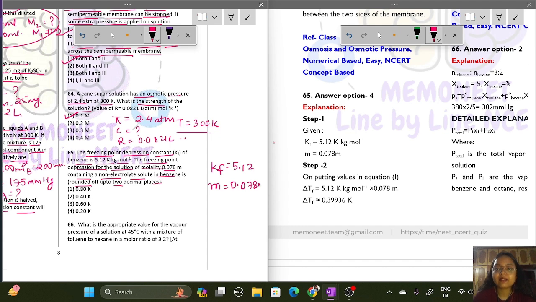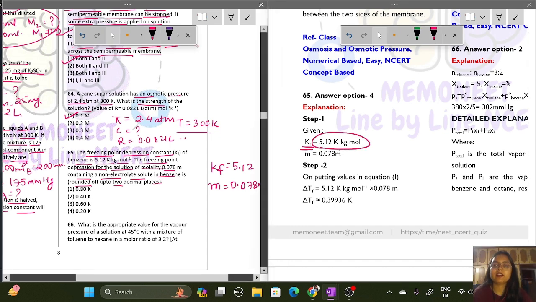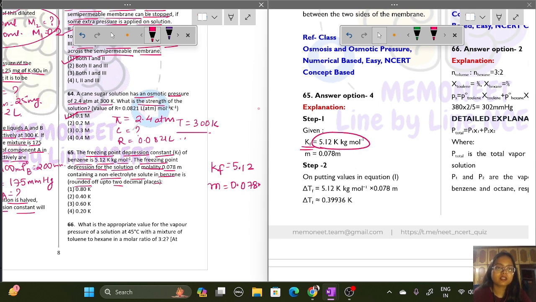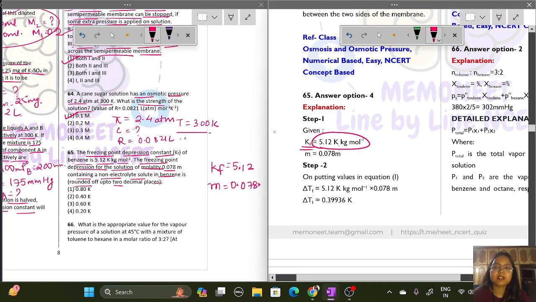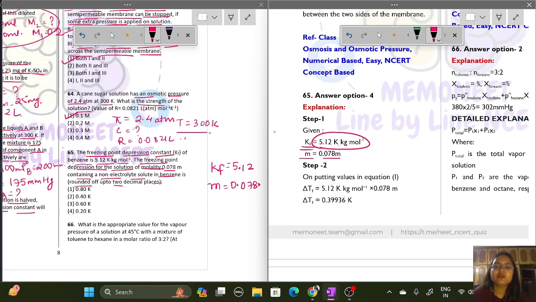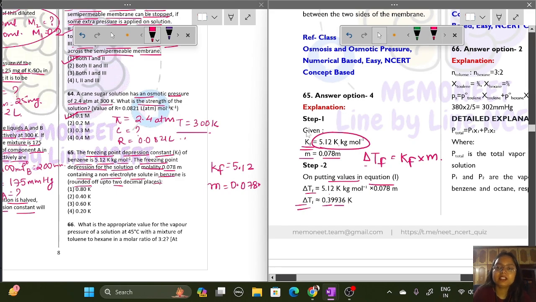So for question number 65, the Kf value is given as 5.12 Kelvin kg per mole, and the molality is given as 0.078 molar. So these two values are given. On putting these values in equation 1, what is equation 1? Delta Tf is equal to Kf into molality. This is the formula for delta Tf. On putting the values in this formula, we will get delta Tf as 0.39936.